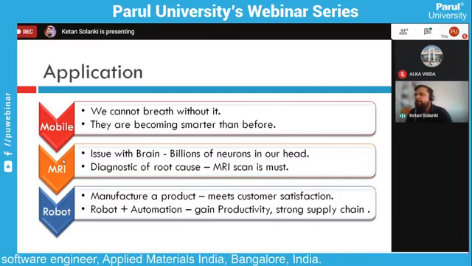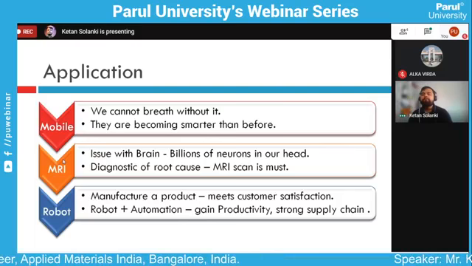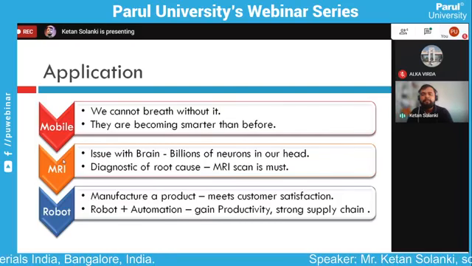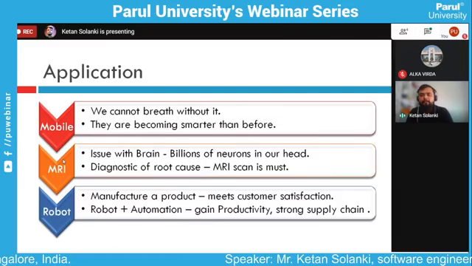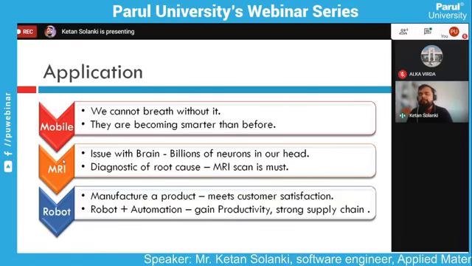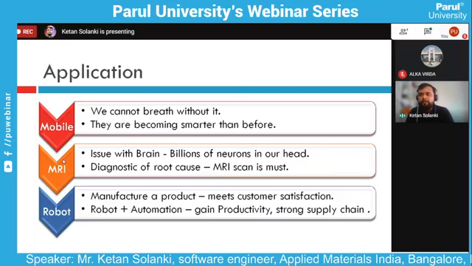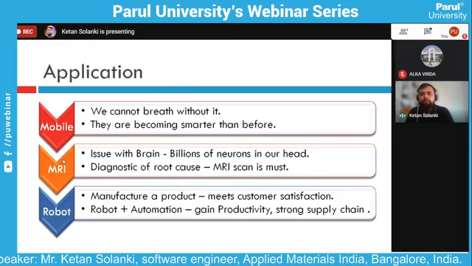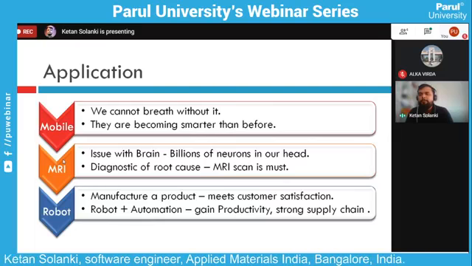So to meet customer satisfaction will require more focused manufacturing equipment, which will deliver more productive products, and we should maintain a strong supply chain also to meet the customer's requirement. To meet this type of requirement will require robotics plus automation.